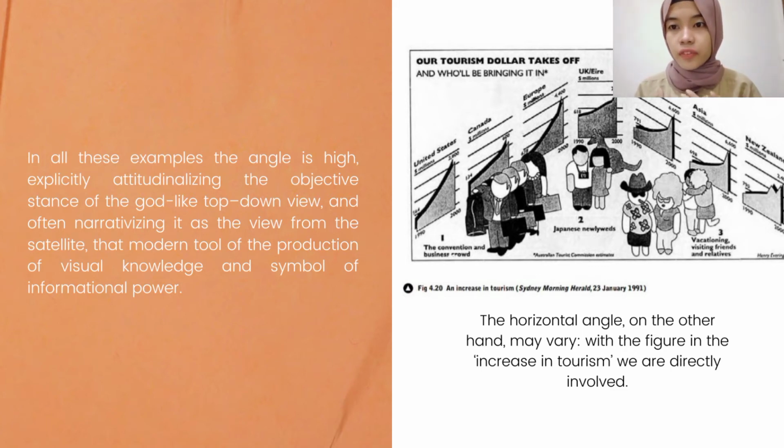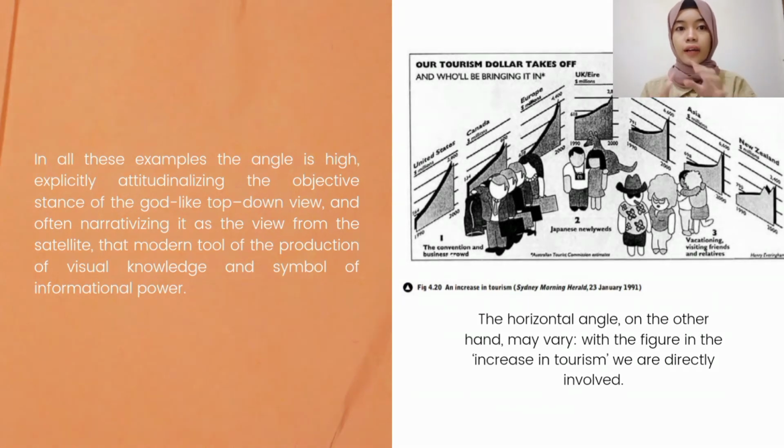Now take a look at figure 4.20. It is called the horizontal angle. This angle may vary with the figure in the increase in tourism. We are directly involved in this kind of angle.